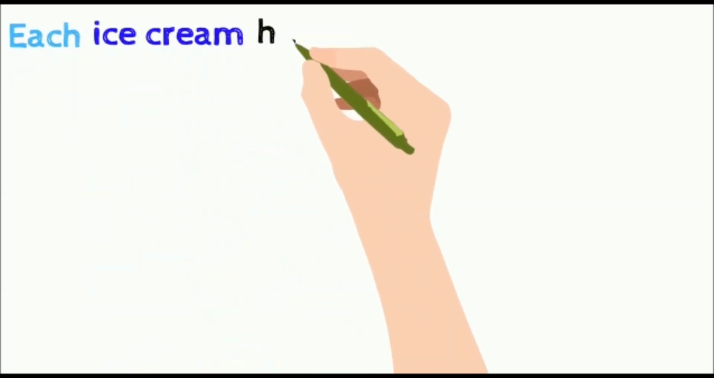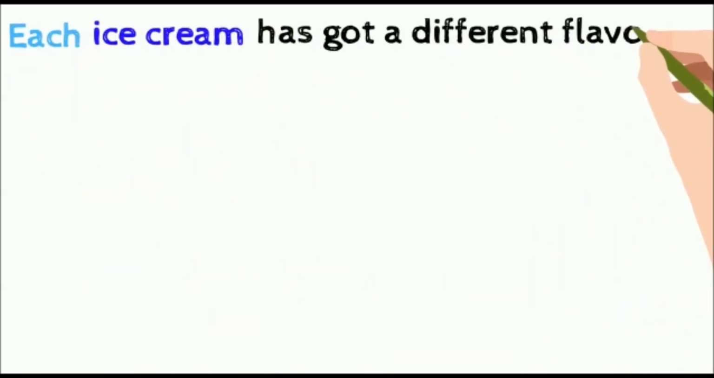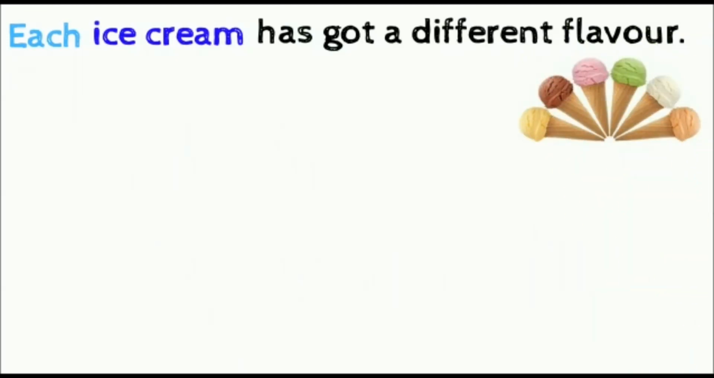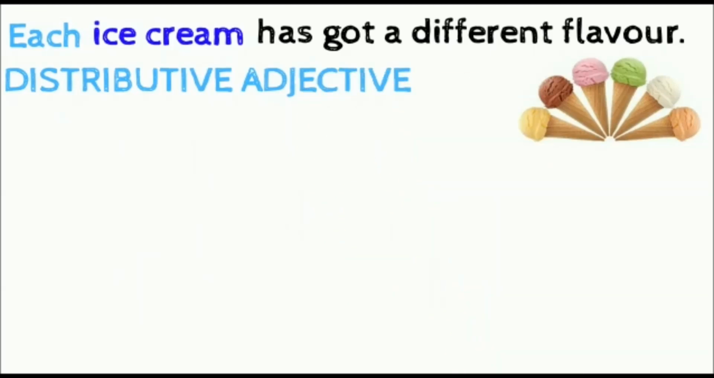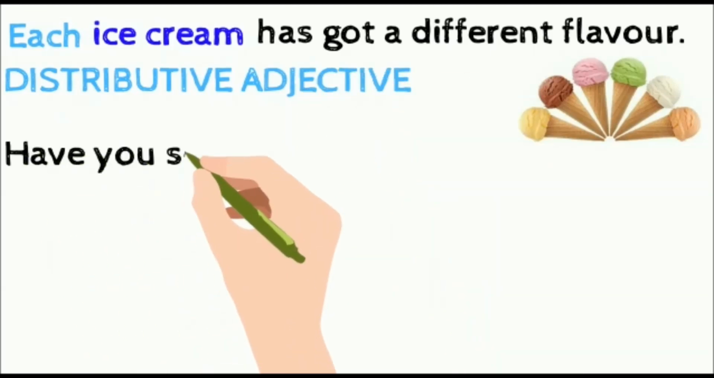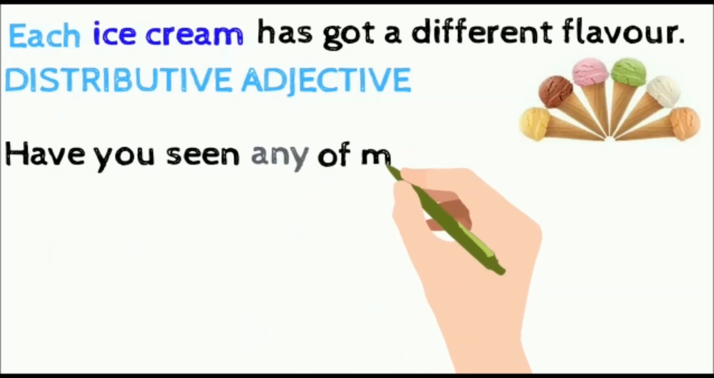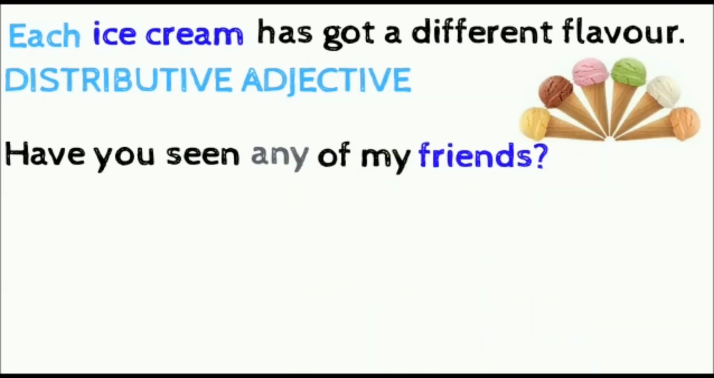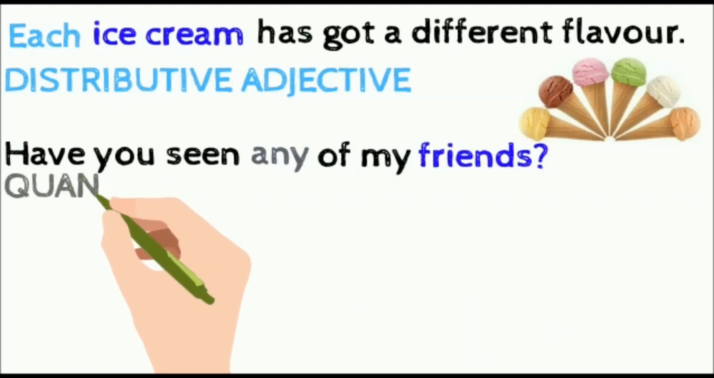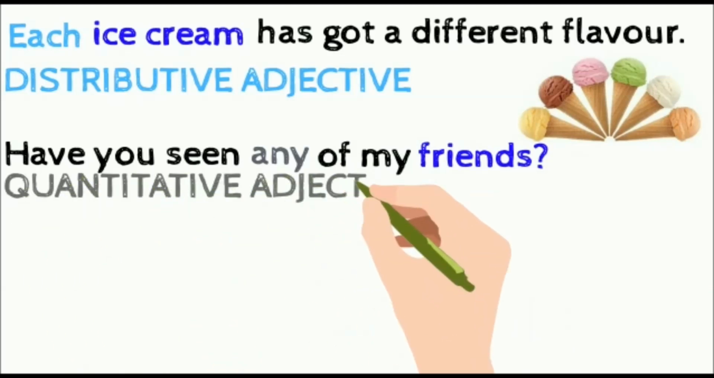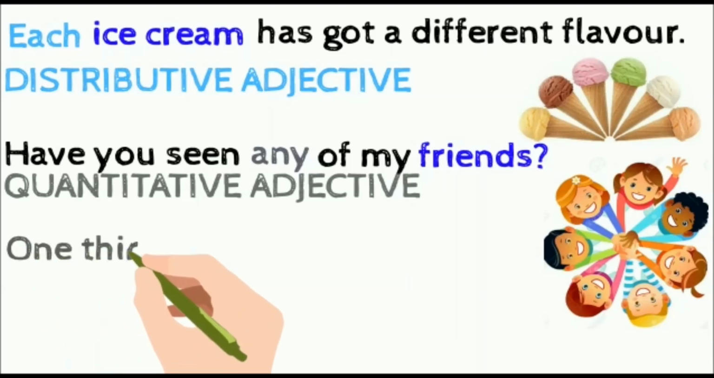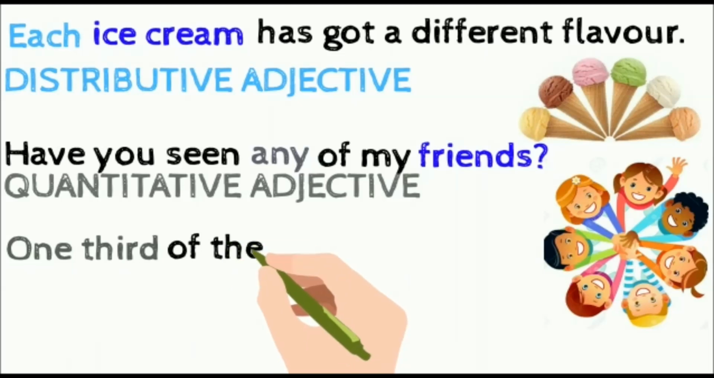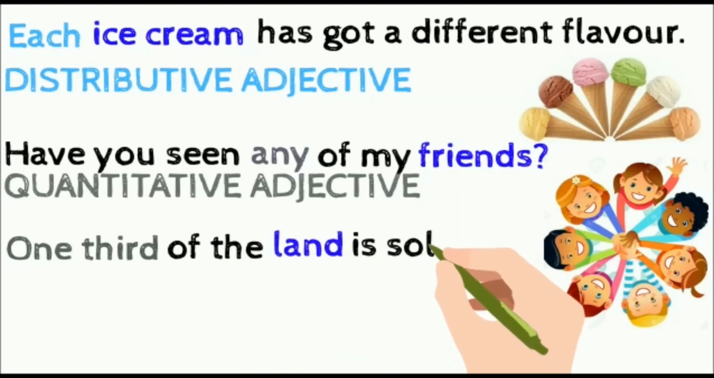Each ice cream has got a different flavor. Here, each is the distributive adjective describing the noun ice cream. Have you seen any of my friends? Any is a quantitative adjective. It is an indefinite quantitative adjective because it does not specify the exact number and it describes the noun friends. 1/3 of the land is sold. Here, 1/3 is an exact number and hence it is a definite quantitative adjective describing the noun land.